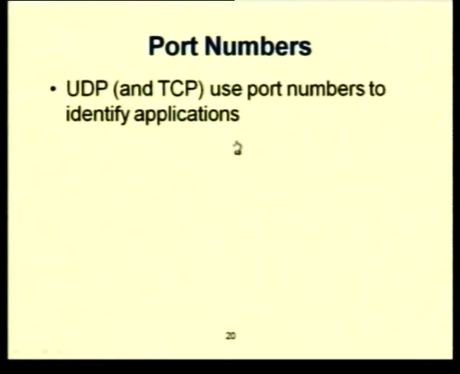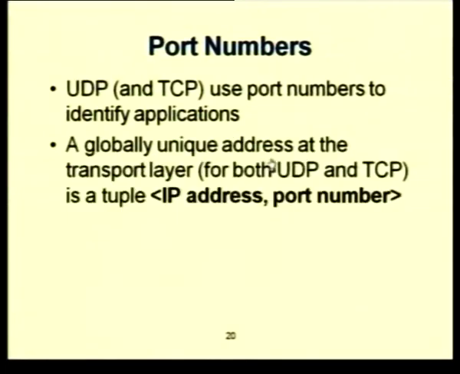So we use something called port numbers to identify the different applications both at the source end and at the receiving end. So we talk about a source port number and a destination port number. UDP, and even TCP, both use port numbers to identify applications. A globally unique address at the transport layer for both UDP and TCP is a tuple. So you talk about IP address comma port number.